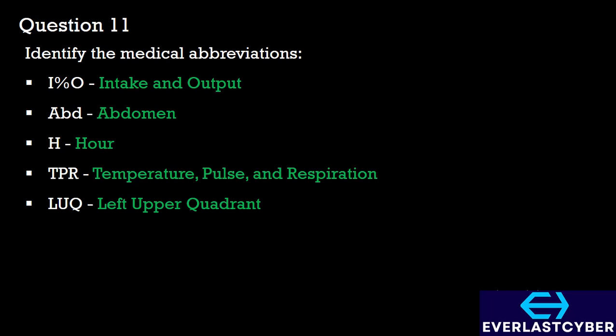The H is for hour, and it is commonly used in time-related contexts. TPR is temperature, pulse, and respiration. This is the measurement of vital signs, including body temperature, pulse rates, and respiratory rates. LUQ is the left upper quadrant, and this is one of the 4 quadrants of the abdomen. It is often used to describe the location of pain or physical findings.